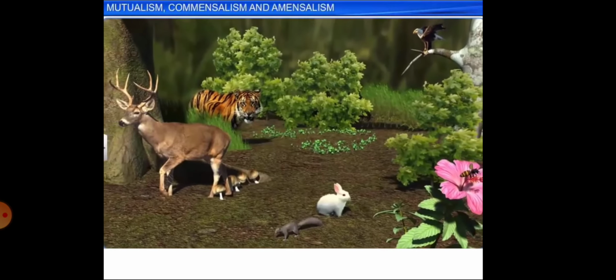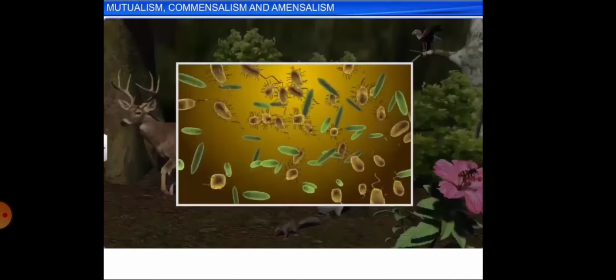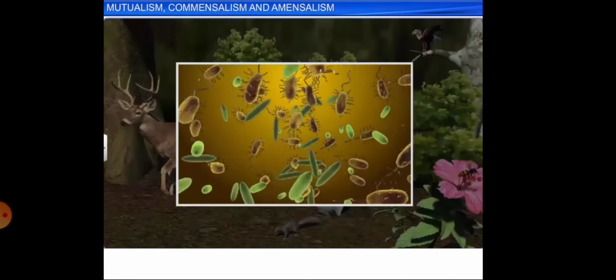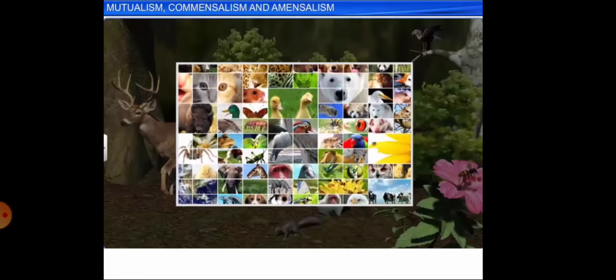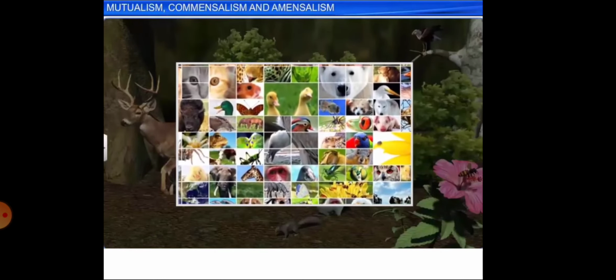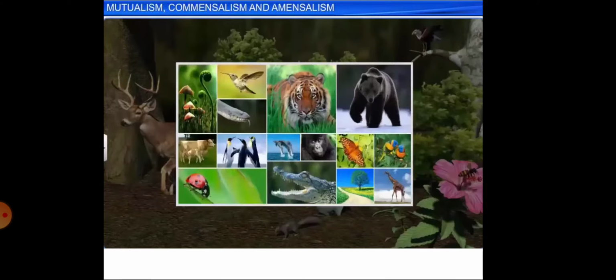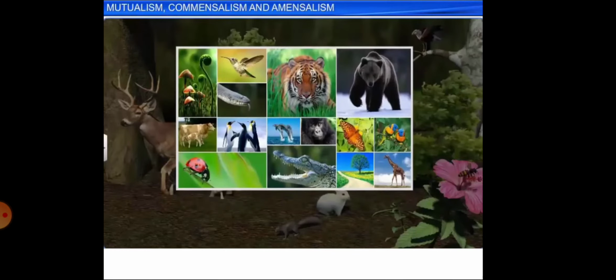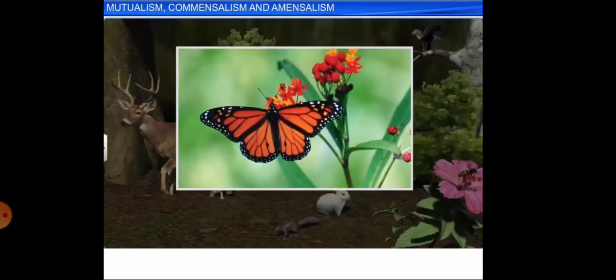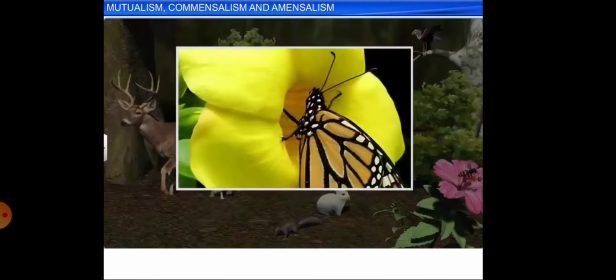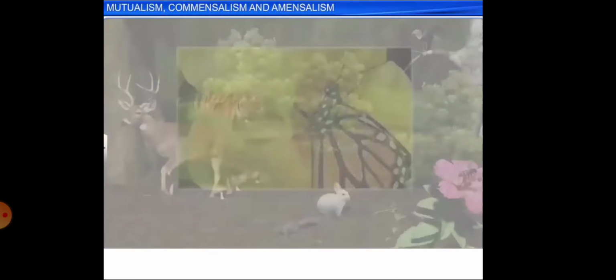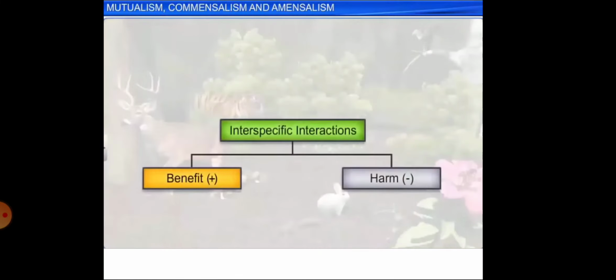In every habitat, microbes, plants, and animals interact in various ways to form a community. When populations of two different species interact, it leads to interspecific interactions. Such interactions may benefit, harm, or have a neutral effect on one or both species.